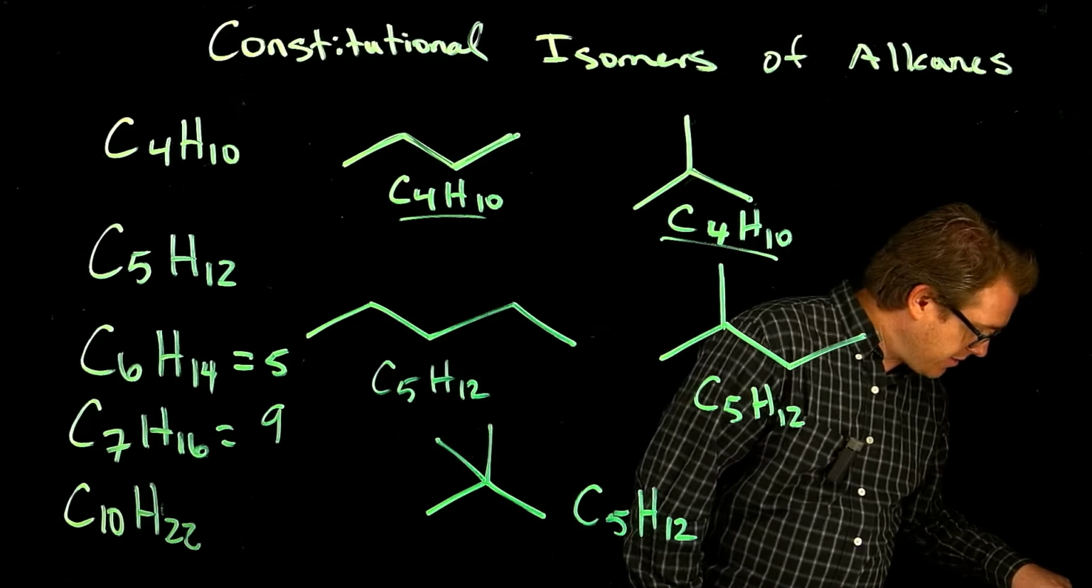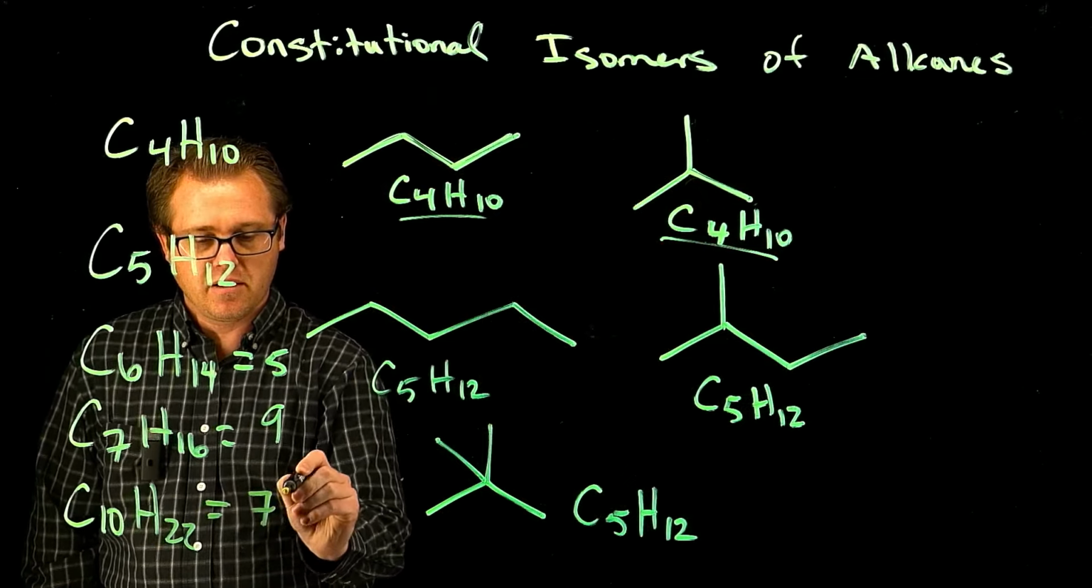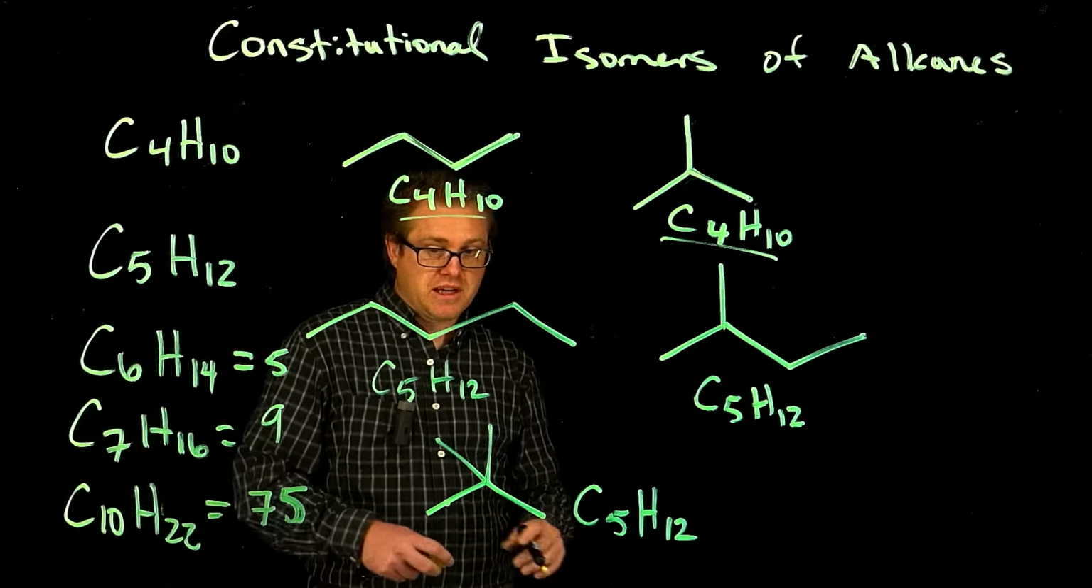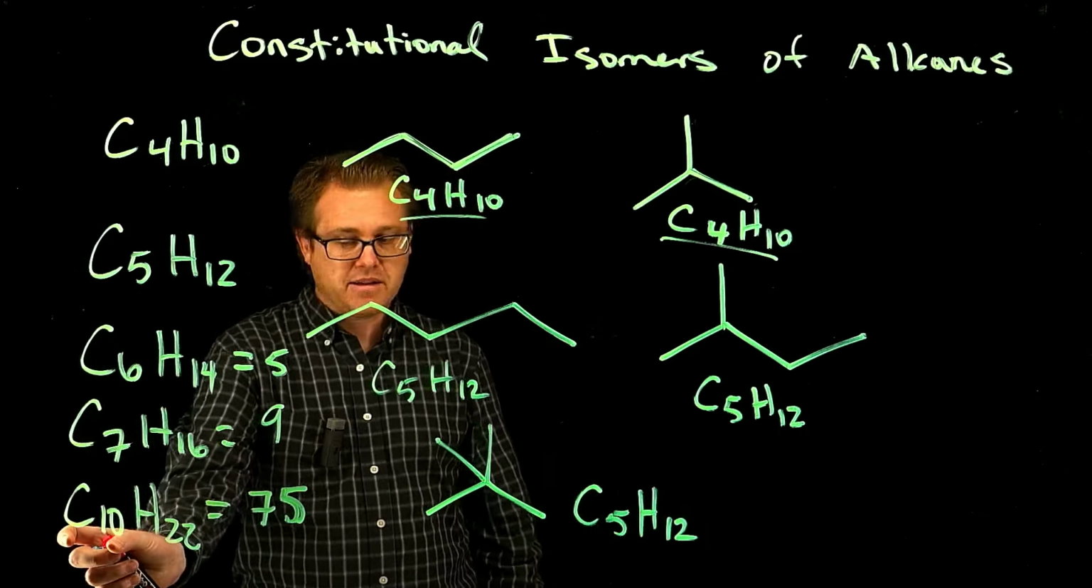I'm just double checking the numbers here. Look how many constitutional isomers there are. 75. And the number just gets exponentially larger and larger and larger as we increase the amount of carbons.